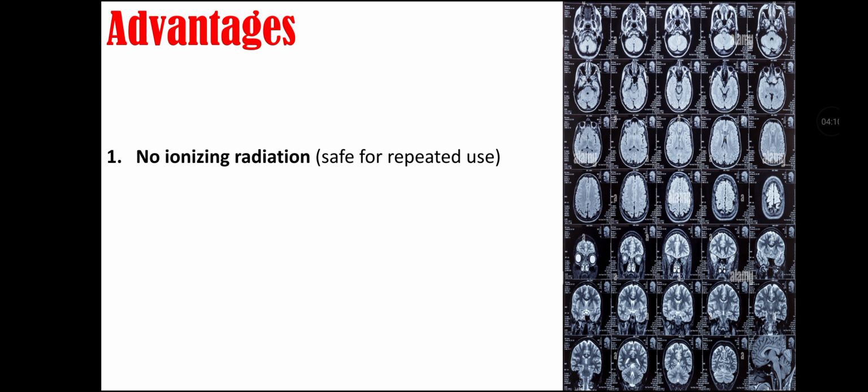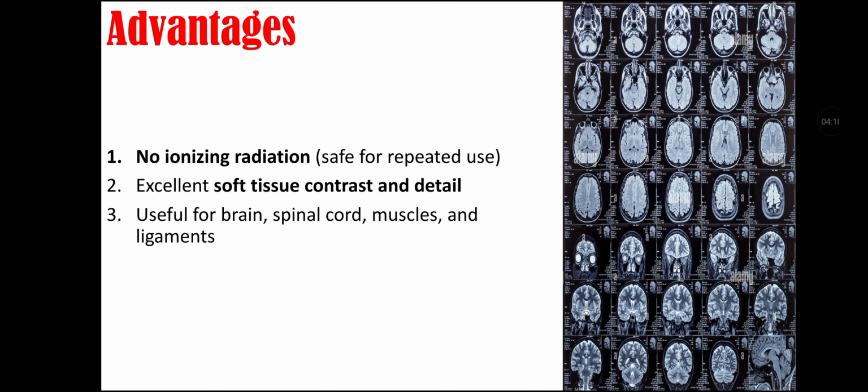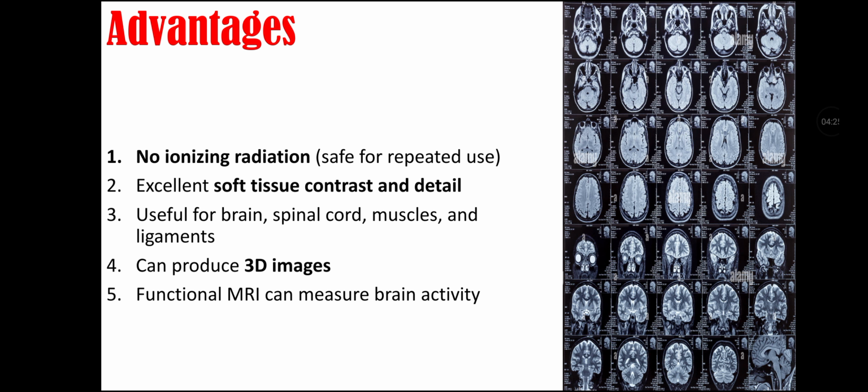Advantages of MRI. There is no ionizing radiation, so it is safe for repeated use. It is excellent for soft tissue contrast and detail. It is useful for brain, spinal cord, muscles, and ligaments. It can produce 3D images, and functional MRI can measure brain activity.